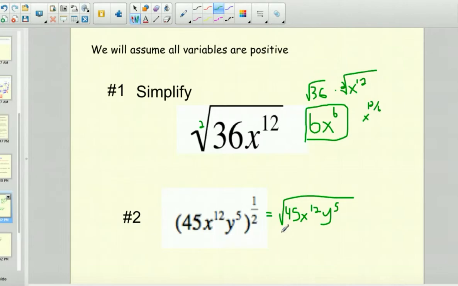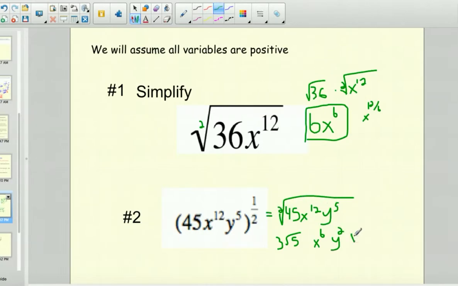So the square root of 45 is 3 root 5. The square root of x to the 12th, which we just did, is x to the 6th. And then the square root of y to the 5th, and this is where we have a remainder. So the index is 2. 2 goes into 5 twice, so we're going to pull out y times y, y squared. And then there's a remainder of 1.